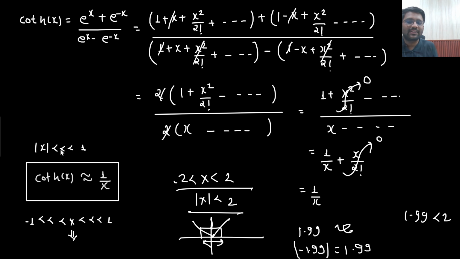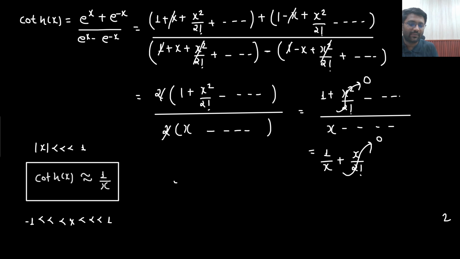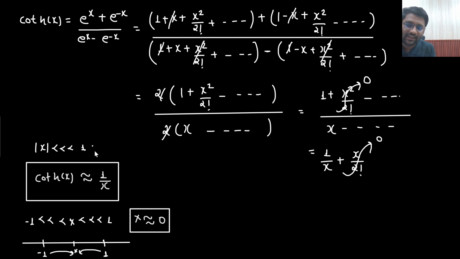Now they are saying that mode of x is very less than 1. That means x is very greater than minus 1 and very less than 1. Right? What does that mean? If I draw the number line, this is minus 1 and this is 1. So x is much greater than this and x is much lower than this. What does that mean? x should be nearly around 0 only. Or you can say x is very small.